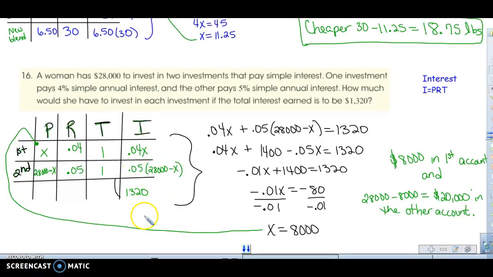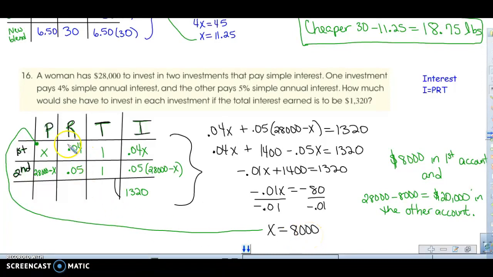So the equation comes from the final column. We add the first interest plus the second account's interest equal the total. Once again, you can work with the decimals or you could get rid of them. In this example, I chose to work with them to show you that it can be done this way as well. So distributing the 0.05, combining like terms, and solving for X, we end up with 8,000.